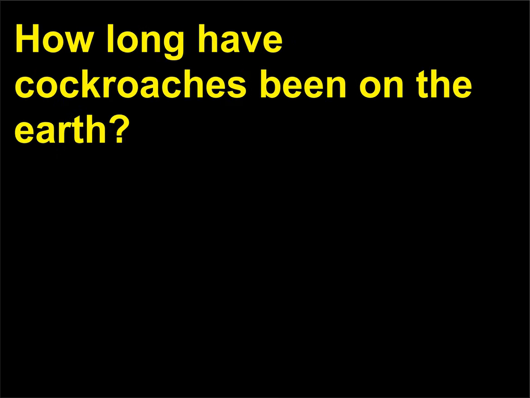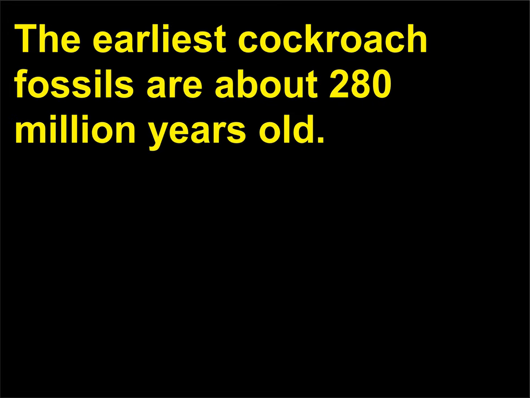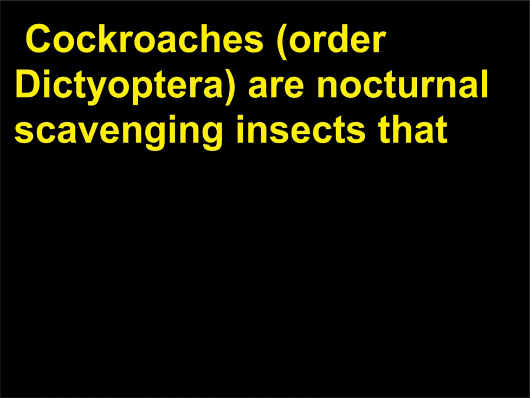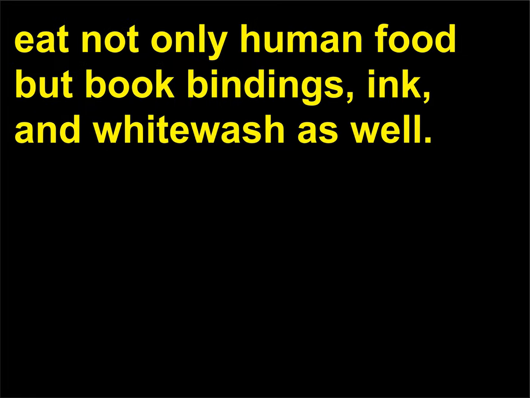How long have cockroaches been on the earth? The earliest cockroach fossils are about 280 million years old. Cockroaches, order Dictyoptera, are nocturnal scavenging insects that eat not only human food but book bindings, ink, and whitewash as well.